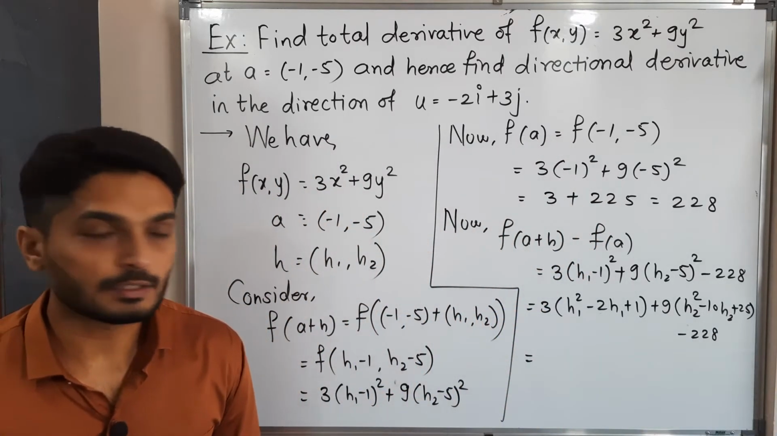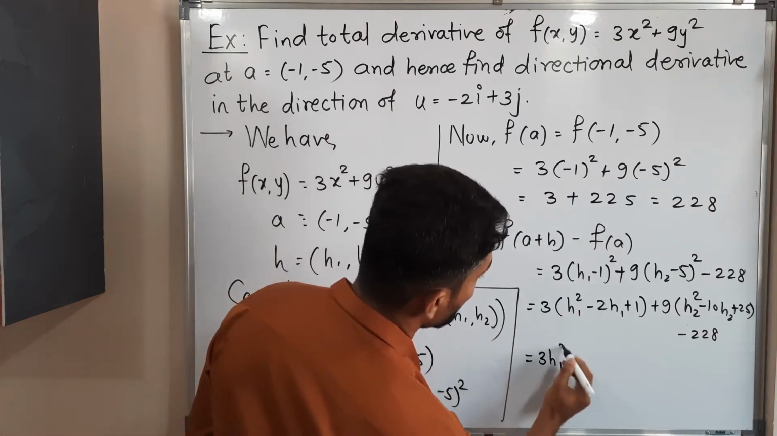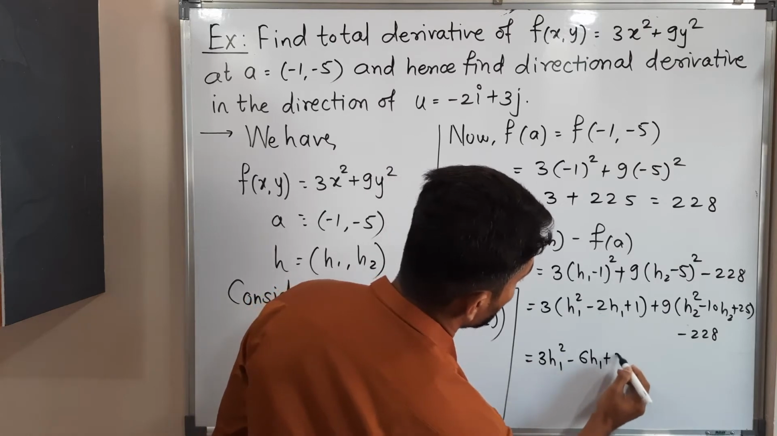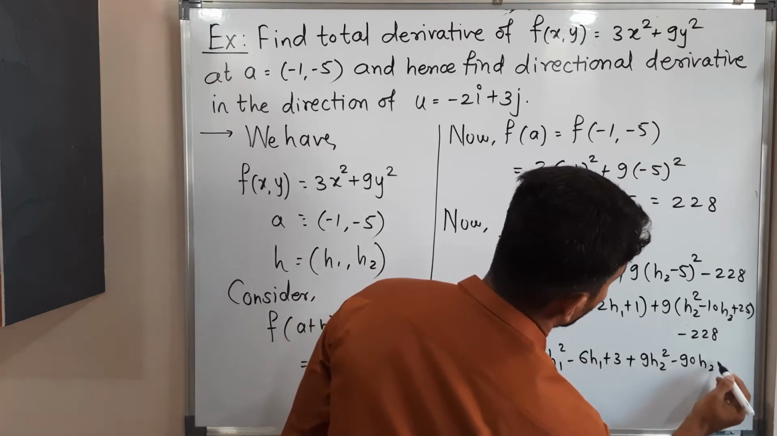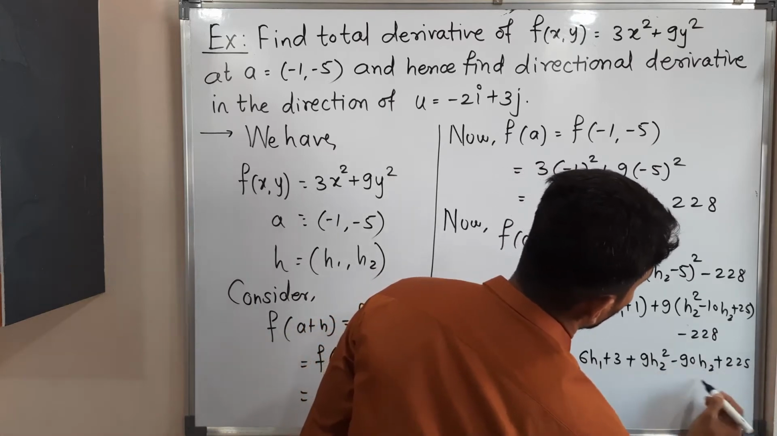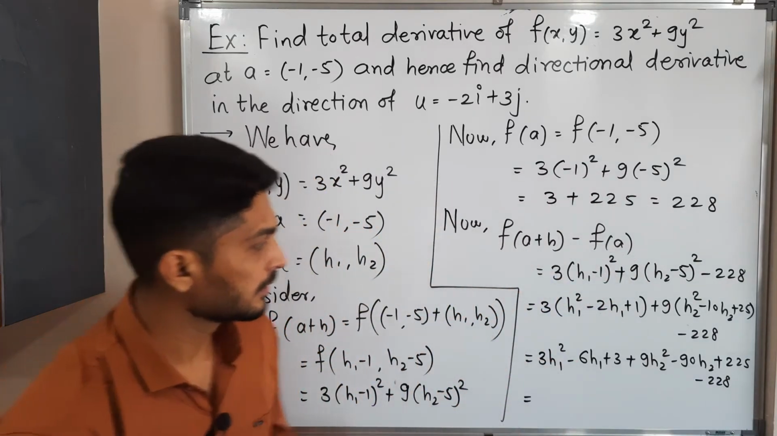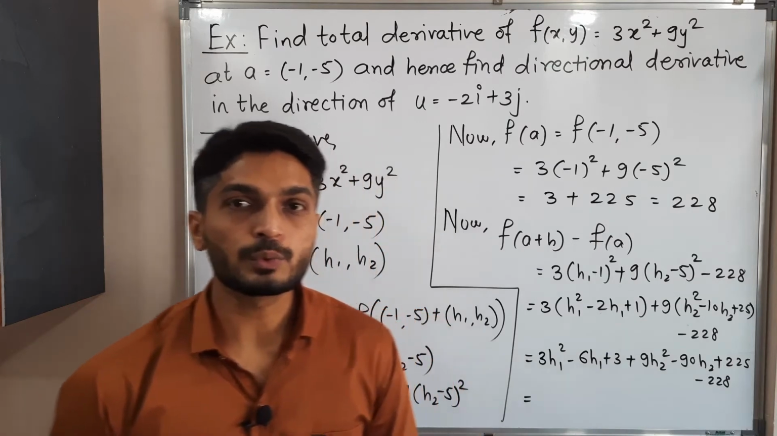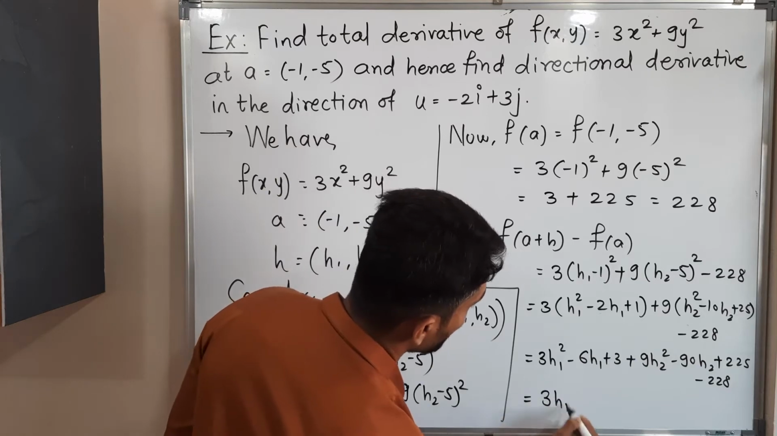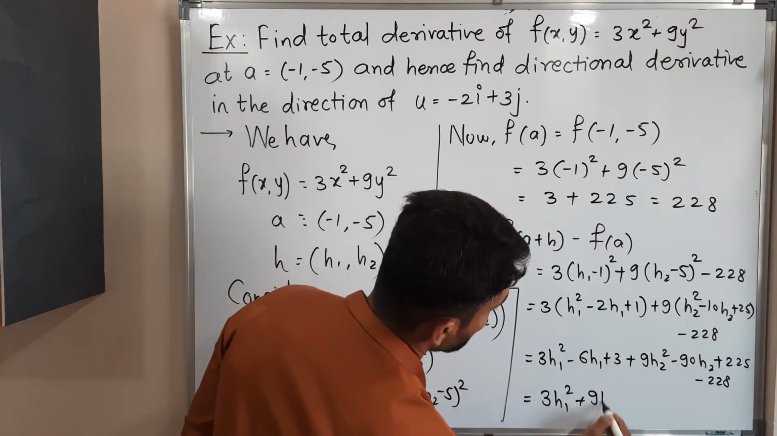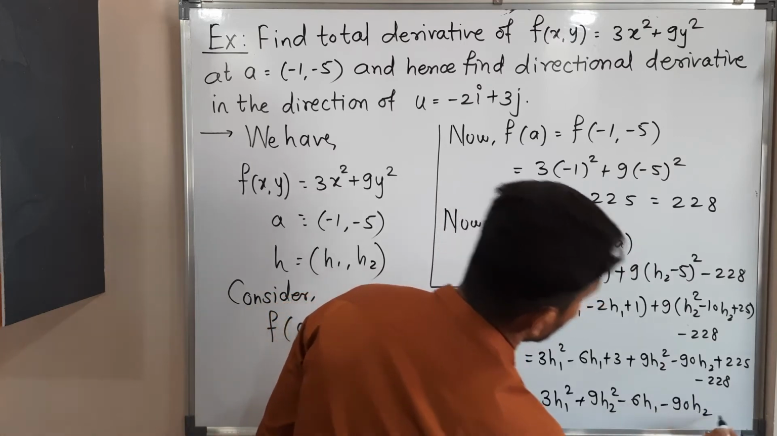Let us simplify it further. I will multiply each entry of that bracket by 3. 3h1 square minus 6h1 plus 3 plus 9h2 square minus 90h2 plus 225 minus 228. So definitely a few terms will get cancelled. 3 plus 225, that is 228, will get cancelled with this minus 228. So therefore 3h1 square plus 9h2 square minus 6h1 minus 90h2.